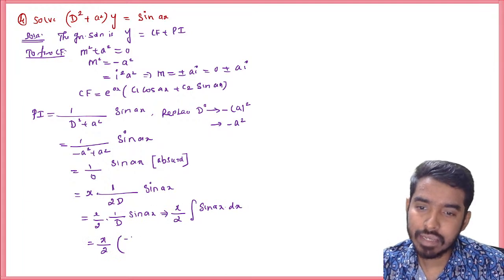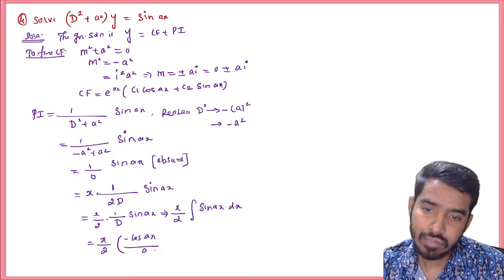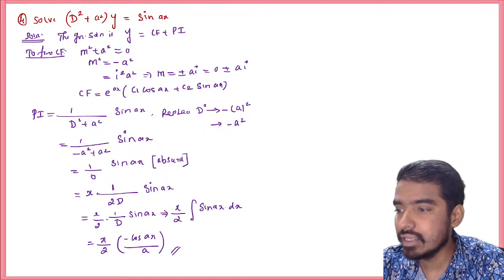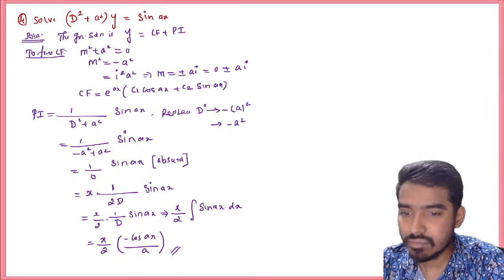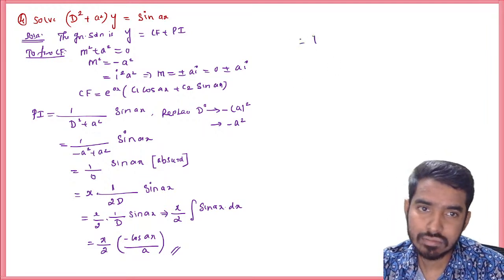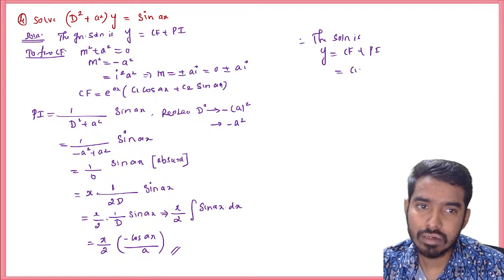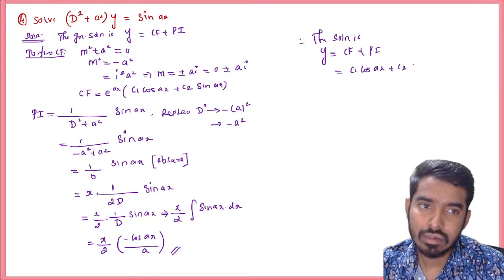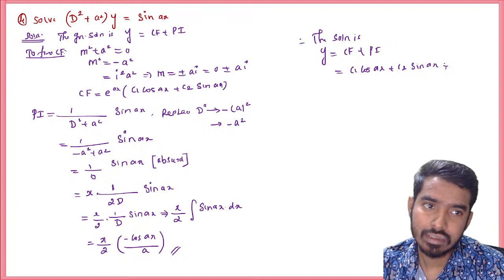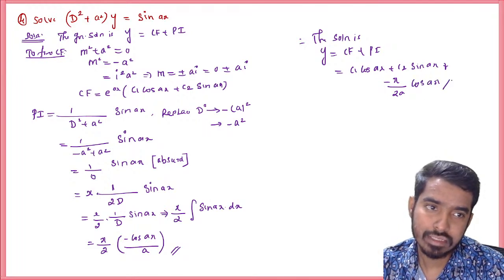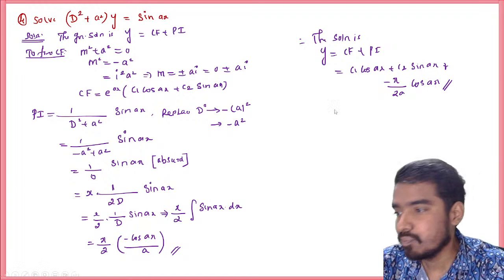integration of sin ax is minus cos ax divided by a. This is the required particular integral. Okay, therefore the solution is y is equal to CF plus particular integral. So the characteristic function is c1 cos ax plus c2 sin ax, plus the particular integral is minus x by 2a cos ax. This is your general solution. Is it clear?